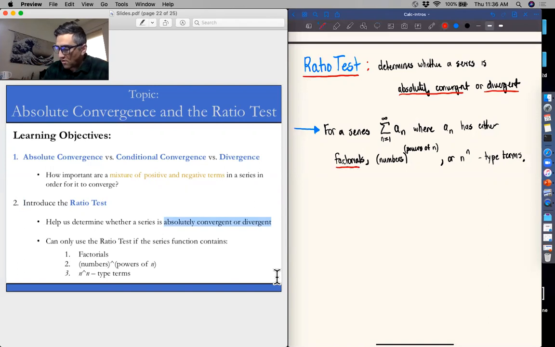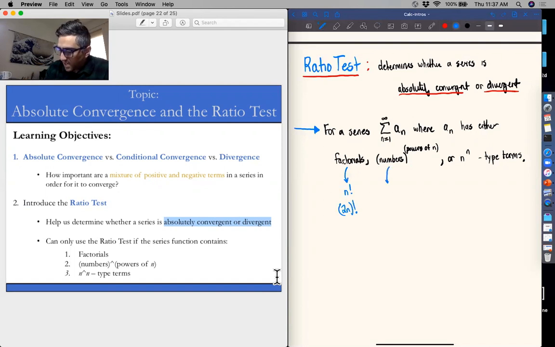We're only going to consider series that have functional forms of its a sub n function that are either factorials, numbers being raised to powers of n, or n to the n type terms. So what I mean by that is we could have terms that are like, say, n factorial, or maybe like 2n factorial, things like that. So if a series has those types of functions in it, we get to use the ratio test.